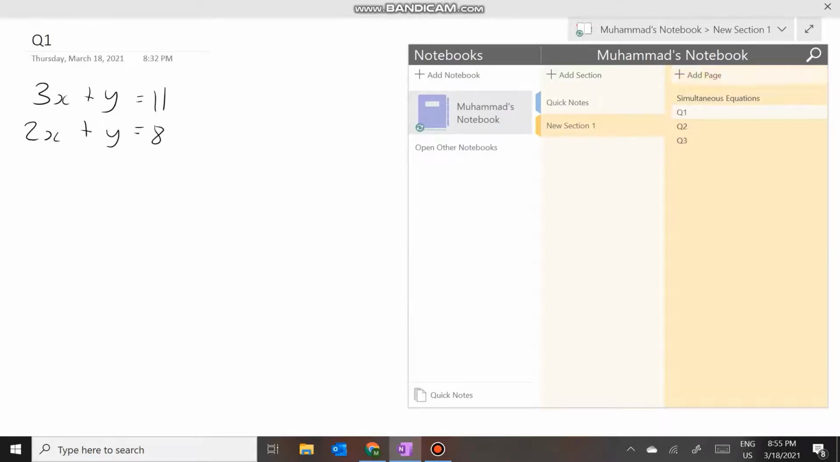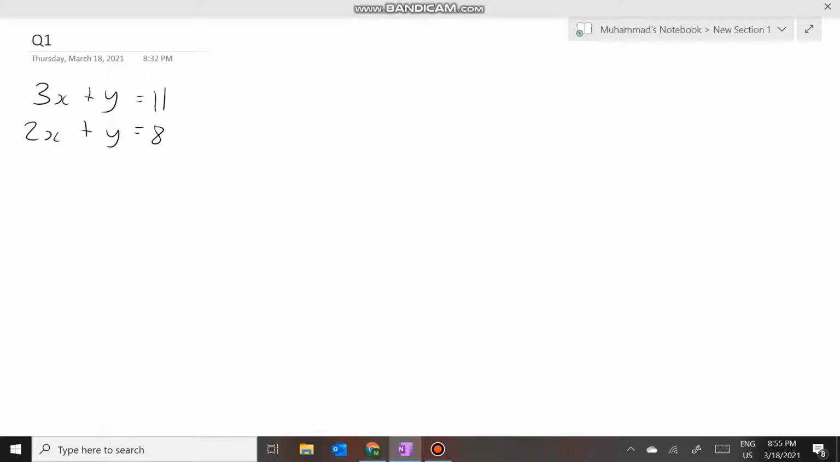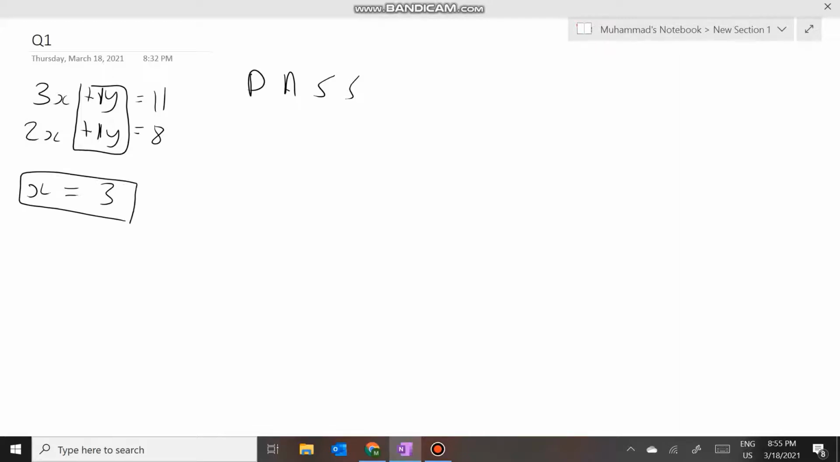So what we're going to do is run through two examples and have a look at how to solve them. For this question, we already know that the y variables are the same, as in they have the same number before them, which is 1. So using the DOS rule, different add, same subtract, they're the same, so we subtract them. 11 minus 8 is 3, 3x minus 2x is x, so x equals 3.